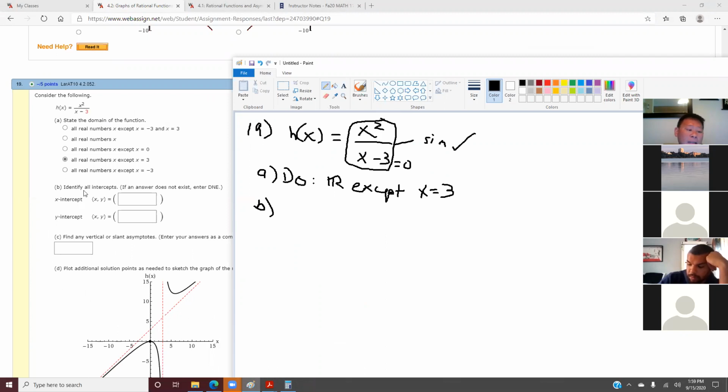Next, we have to find your x-intercept. Does anyone know how you find the x-intercept? Very important. Set your numerator equal to 0. This is my numerator: x squared equals 0. So x in this case will be 0. Don't forget, it has to be coordinates. So your x-intercept is (0, 0). You guys okay with me so far?